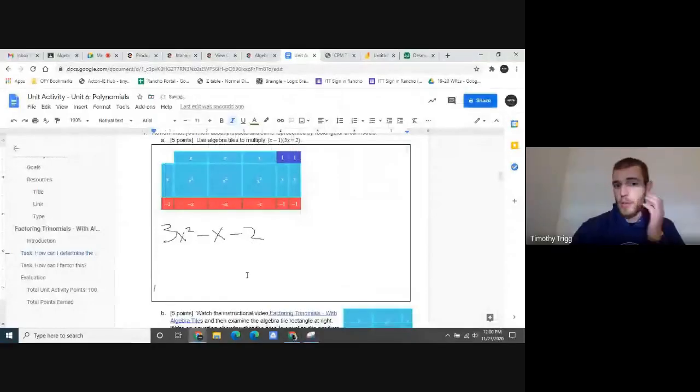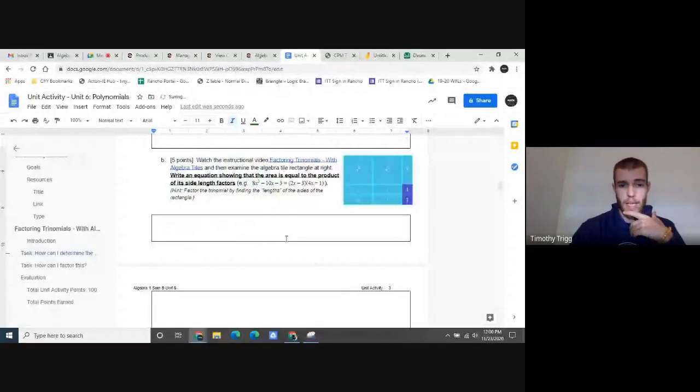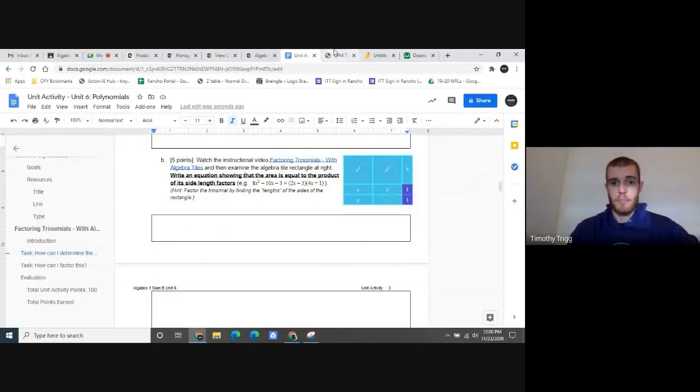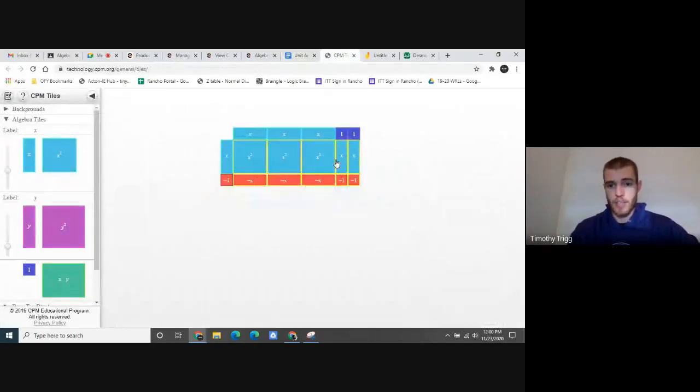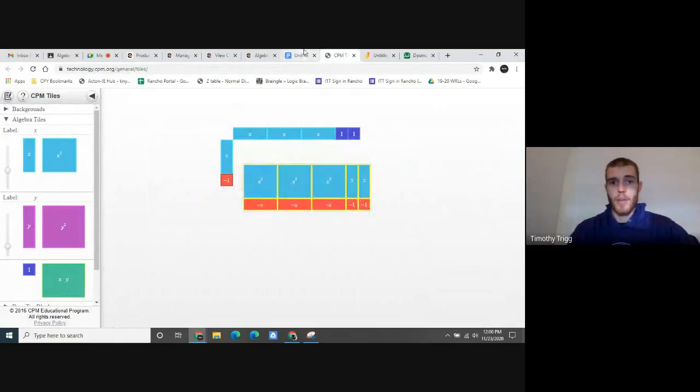And there you go. It says, all right, so it has an instructional video. You could watch that if you want. But basically, we're going to try to factor this thing. And what that means is we already have the answer. We already have the middle portion, this section essentially. We just need to figure out what goes on the outsides.